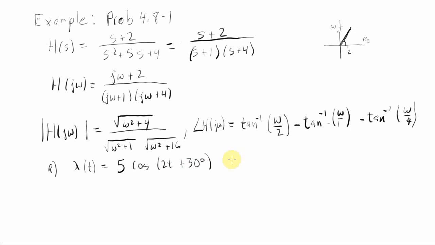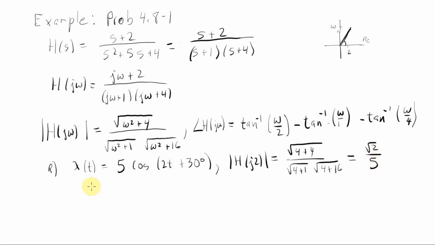So it's a sinusoidal input with a frequency of 2 radians per second. So I just need to evaluate the magnitude response at 2. This would be 4 plus 4, over 4 plus 1, and then finally 4 plus 16. This reduces to square root of 2 over 5. And then similarly for the phase angle, I can substitute in omega equal 2 and evaluate this. The result is the corresponding phase angle is minus 45 degrees.